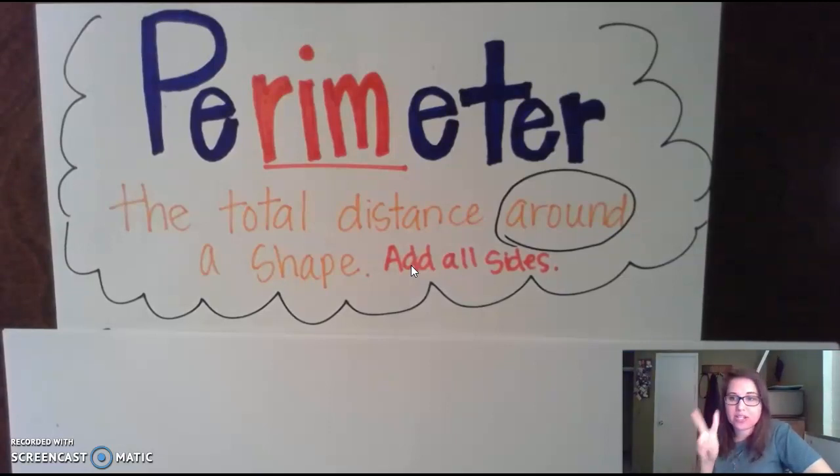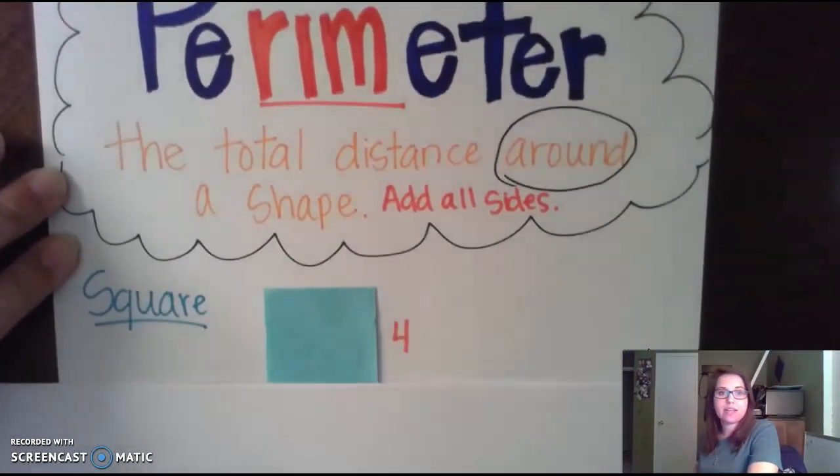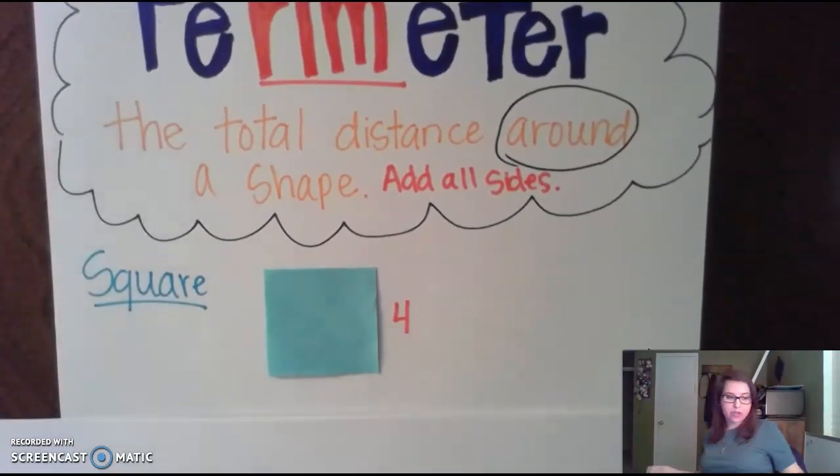So we're going to take a look at two different shapes and we're going to figure out what the perimeter is. And to do that, we add all the sides together because total is one of those key words for adding. So we can take a look at a square. And knowing what we know about squares, all four sides of a square are the exact same size.